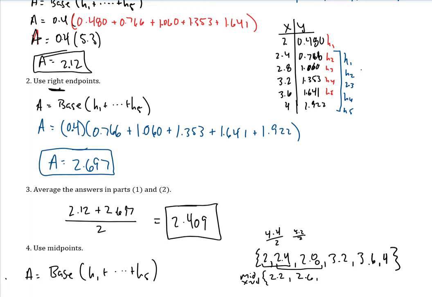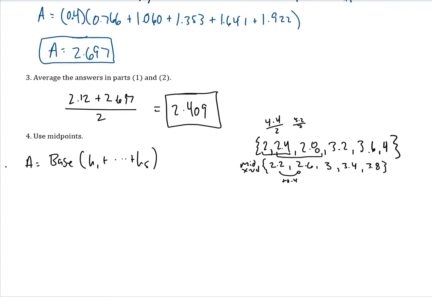Or, one other way to think of it is you could just add 0.4 now, because that's still the base of the rectangles. So 2.2 plus 0.4 was 2.6. That's what I'm going to do, so let's continue adding 0.4. We'd get 3, 3.4, and one last one, 3.8. Okay, so these are the x values that I want to use.